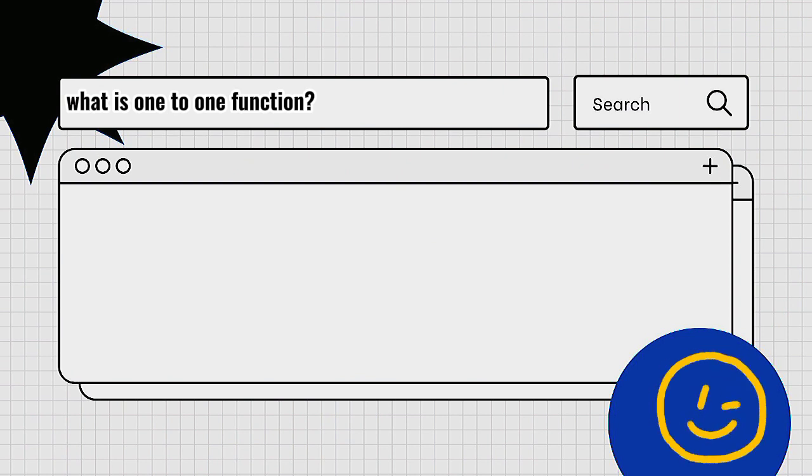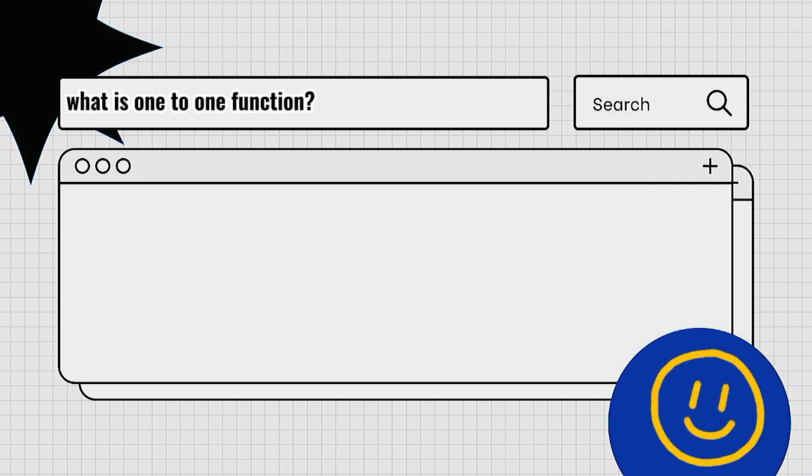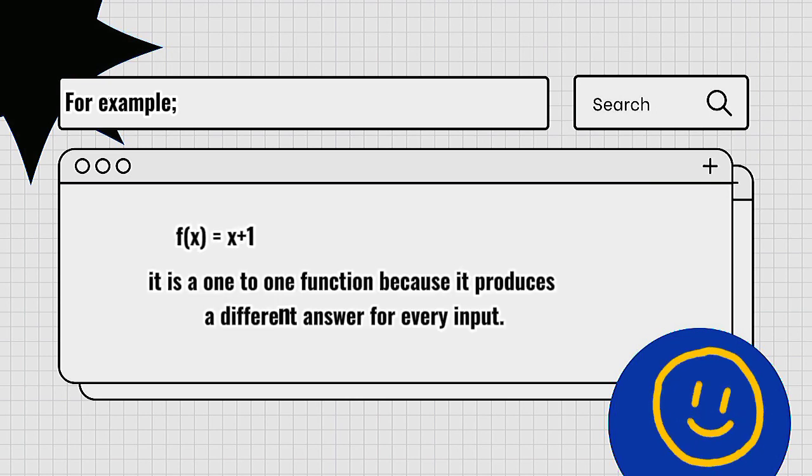What is a one-to-one function? A one-to-one function is a function of which the answers never repeat, a function for which every element of the range of the function corresponds to exactly one element of the domain. For example, f of x equals x plus 1. It is a one-to-one function because it produces a different answer for every input.